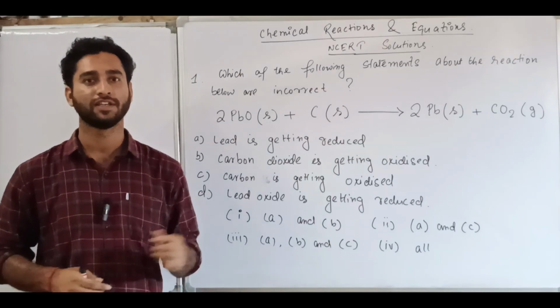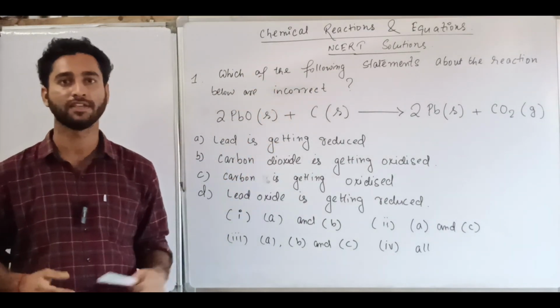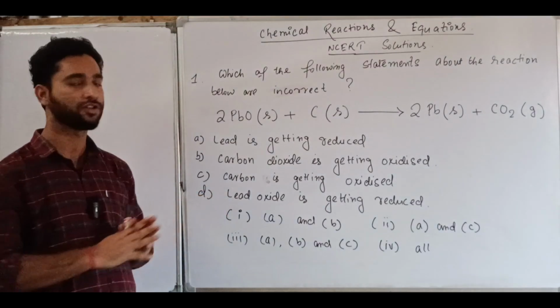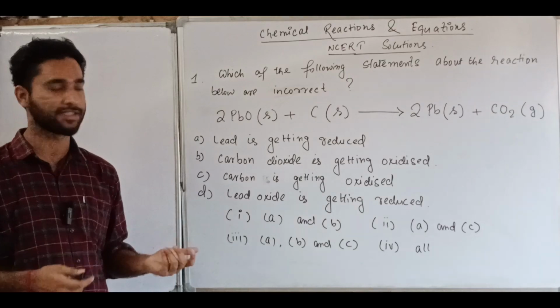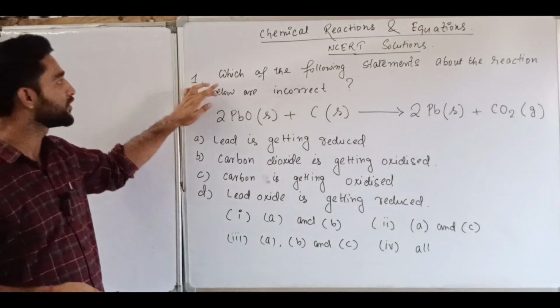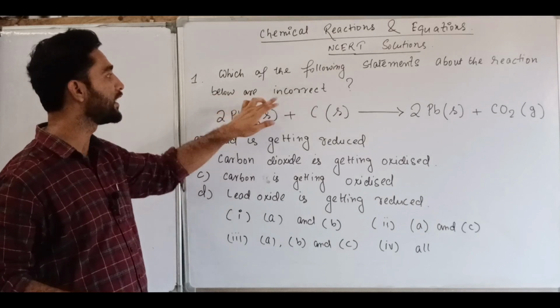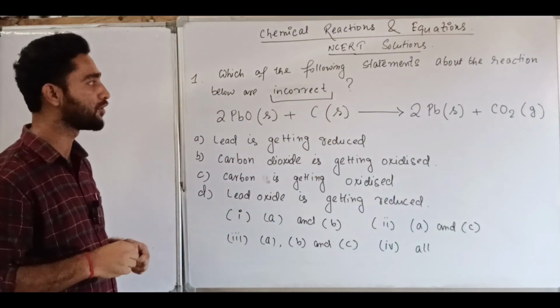Hello students. So we were discussing the NCERT questions from the chapter Chemical Reactions and Equations. In my previous video we already discussed some of the questions. Today we will discuss some more questions from our exercise. The first question is, which of the following statements about the reaction below are incorrect? We have to find out the incorrect statement or the incorrect option.